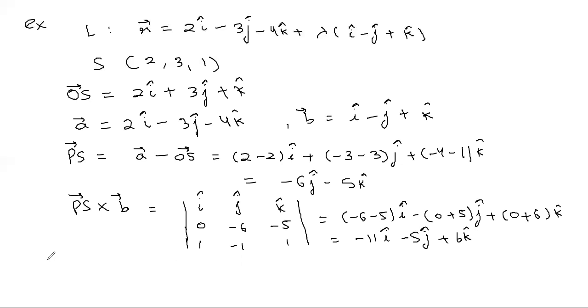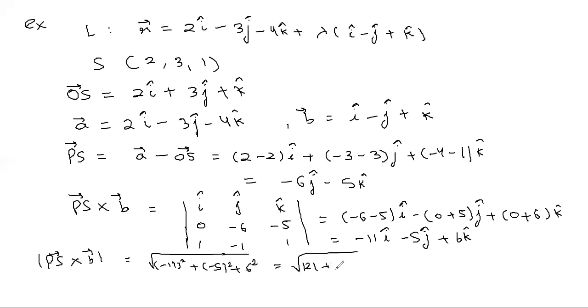The magnitude of this cross product is the square root of (minus 11) squared plus (minus 5) squared plus 6 squared, which is the square root of the sum of 121, 25 and 36, which is root of 182.